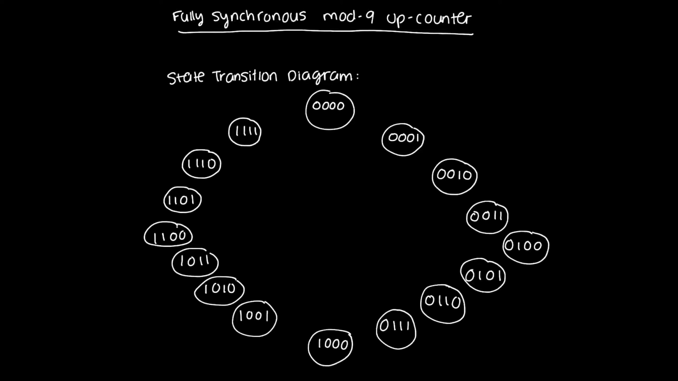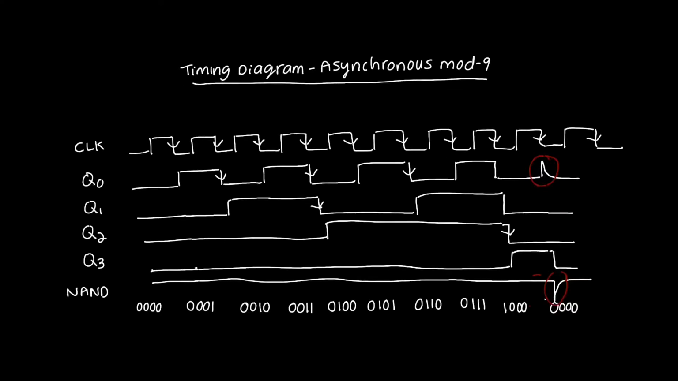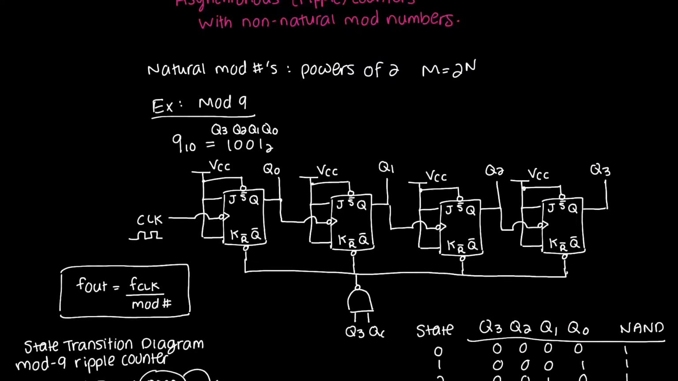So what we did to make a mod 9 up counter, and here, let's go find it, is we built actually a mod 16 ripple up counter. So remember, this was the asynchronous method. And then we added this NAND gate over here, and the function of this NAND gate was to asynchronously reset all the flip-flops as soon as we reach the first invalid state, which in the case of a mod 9 counter would be 9.